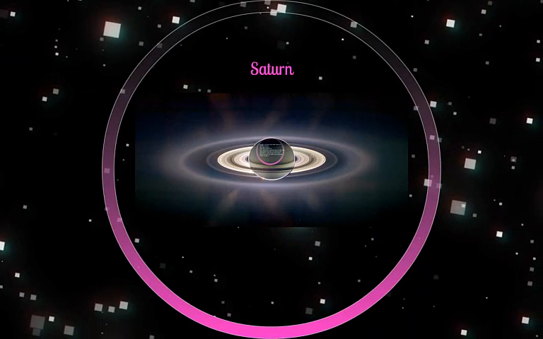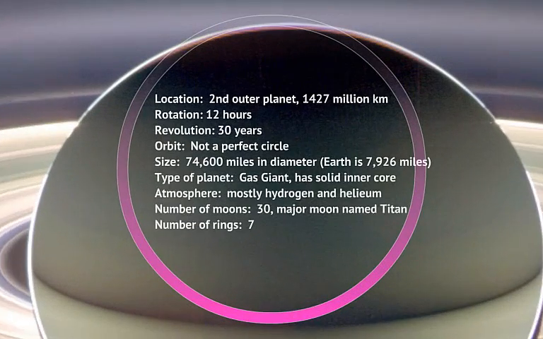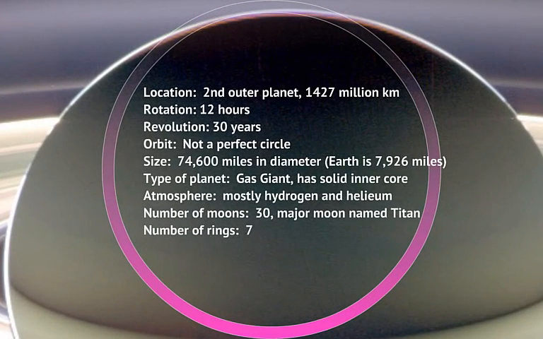Saturn. Saturn is the next planet from the sun. He's the second outer planet, or the 6th planet in the solar system. He is 1,427 million kilometers from the sun. He rotates every 12 hours, so that's twice a day for us is his day. His revolution is 30 years. His orbit is not a perfect circle.